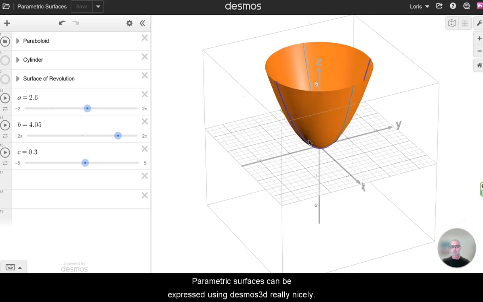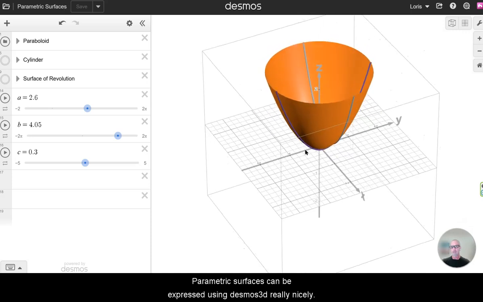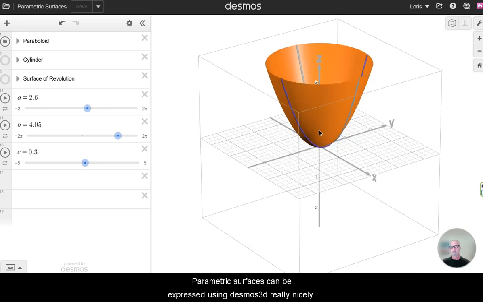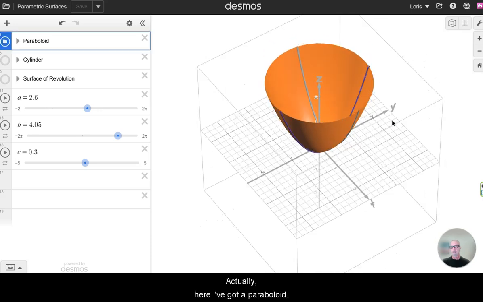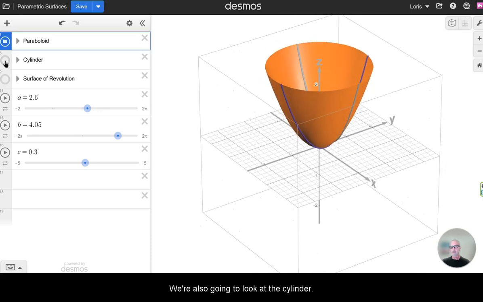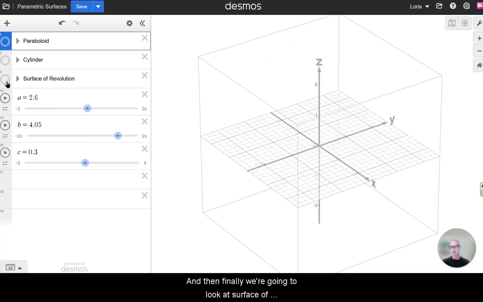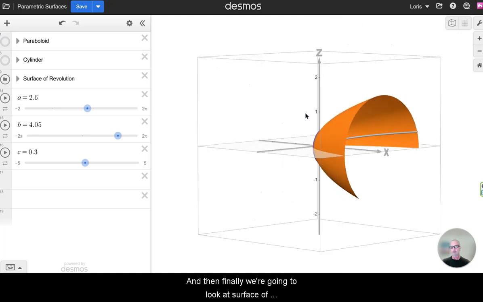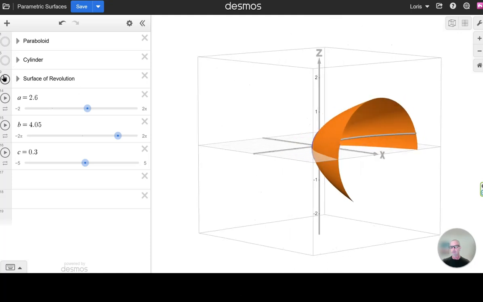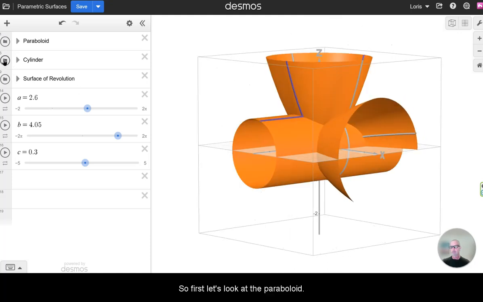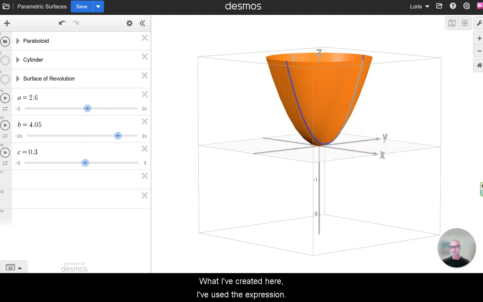Parametric surfaces can be expressed using Desmos 3D really nicely, actually. Here I've got a paraboloid. We're also going to look at the cylinder. And then finally, we're going to look at a surface of revolution from Cal 2. So first, let's look at the paraboloid, what I've created here.